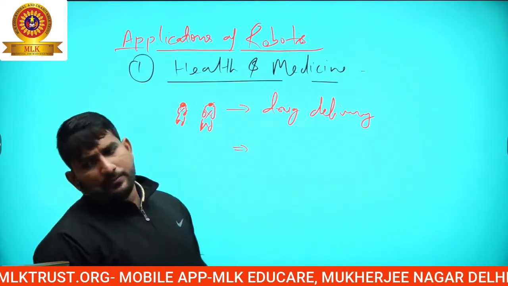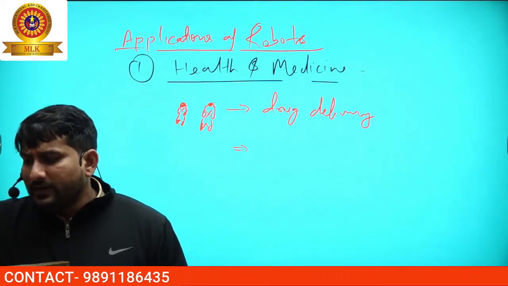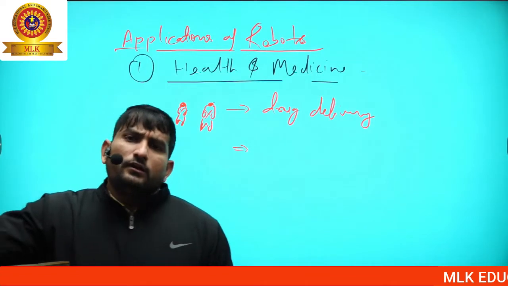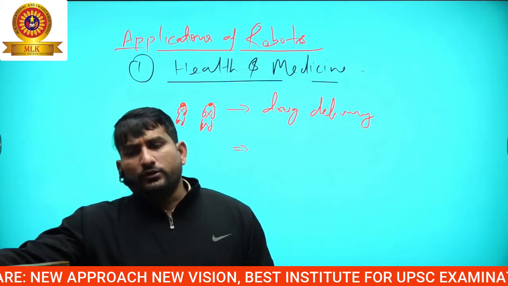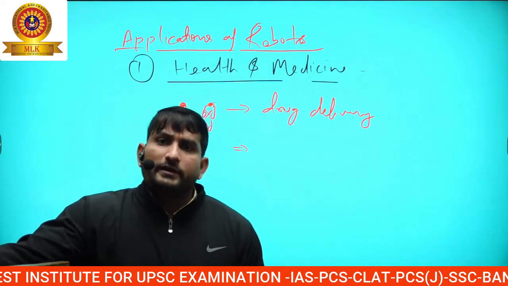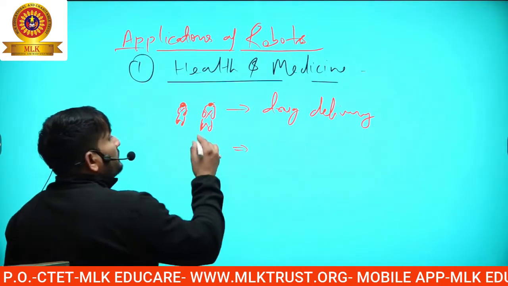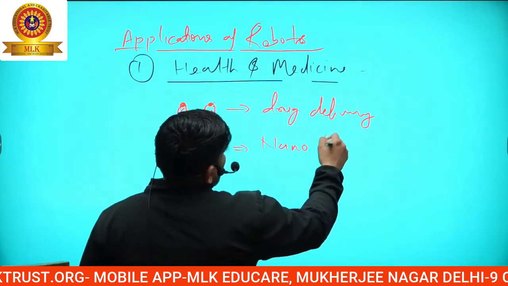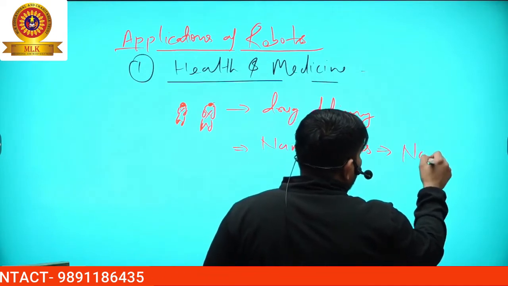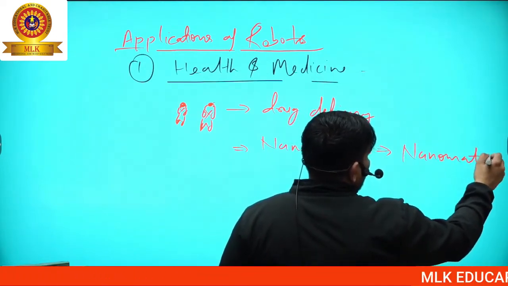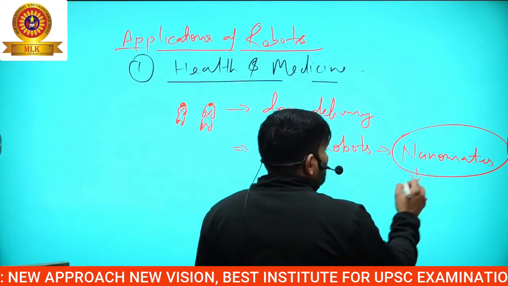When chemotherapy is given to the patient, several adverse effects may arise, like loss of hair, weakness, lethargy. These are the adverse effects caused by chemotherapy drugs. In that condition, if we are using nano robots, these nano robots are also called nanomeds. These nanomeds are responsible for drug delivery at a specific targeted site.